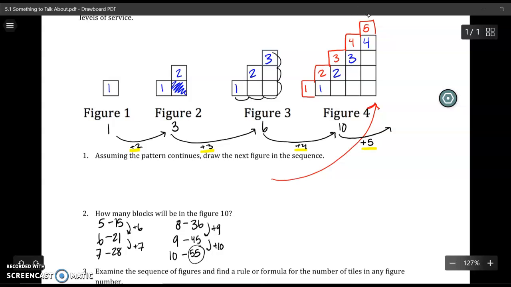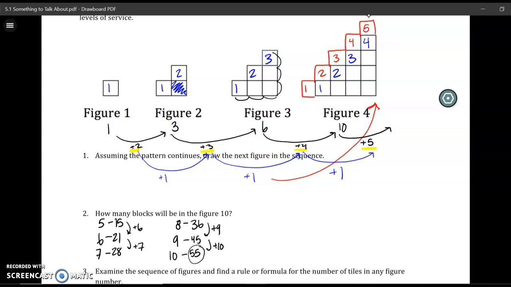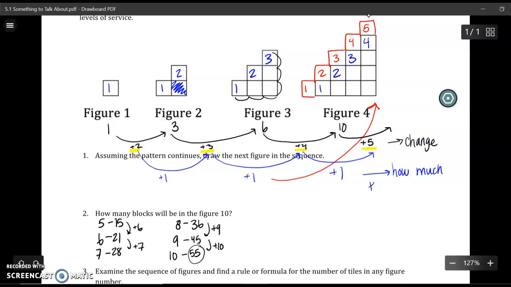But if I look at the pattern between how much I'm adding, one more block every time, right? So if I look at the change of my change, right? Let's kind of talk about this. So if I think about this row of black numbers as how much I'm changing it every time, then this row of blue numbers is like how much the change changes. And if you notice, how much the change is changing is linear, right? It's +1 every time.